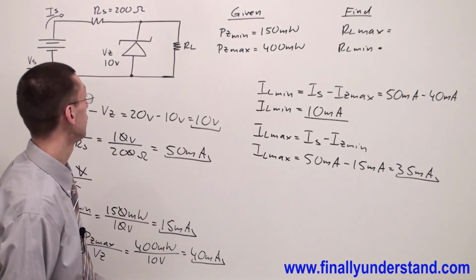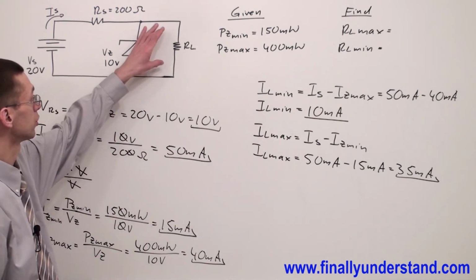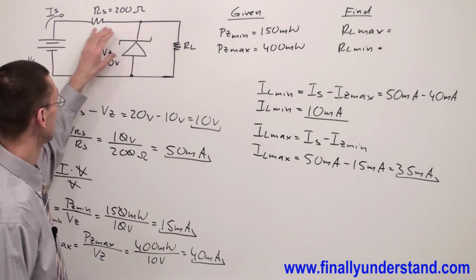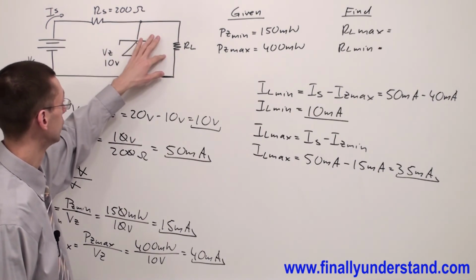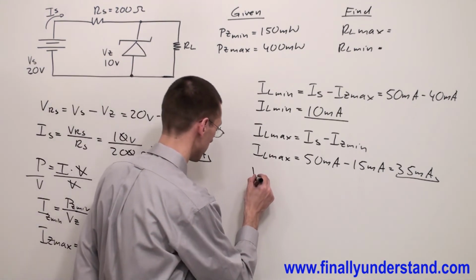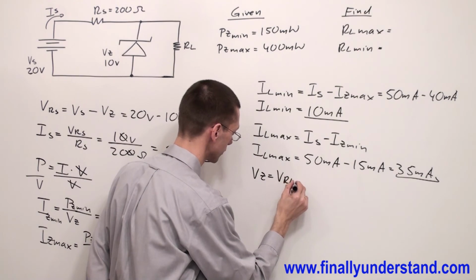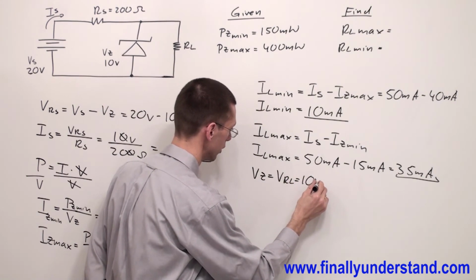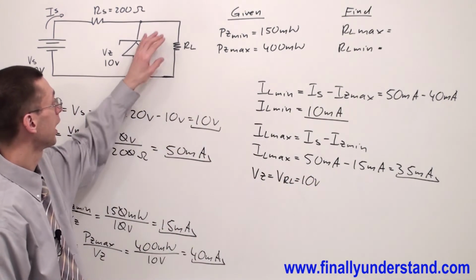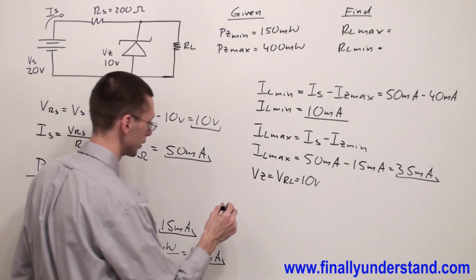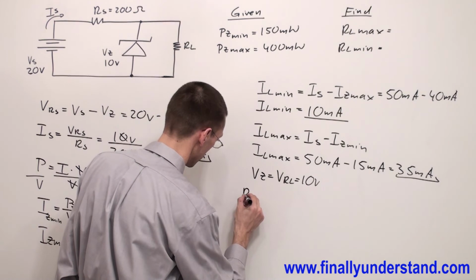Now, we have the voltage across resistor RL. Please notice that this is a parallel circuit. That's why VZ is equal to VRL, and this is equal to 10 volts. And we have the currents needed to find the resistance. That's why we can calculate the resistance.